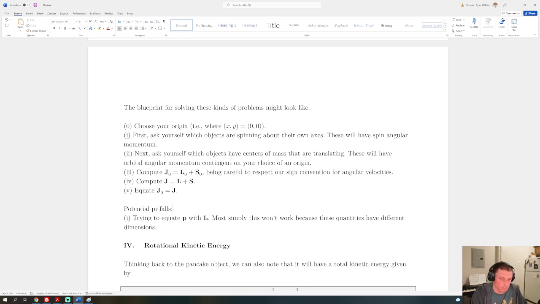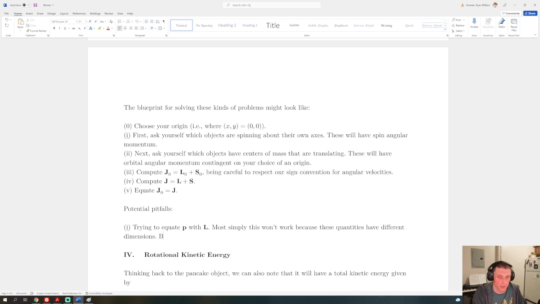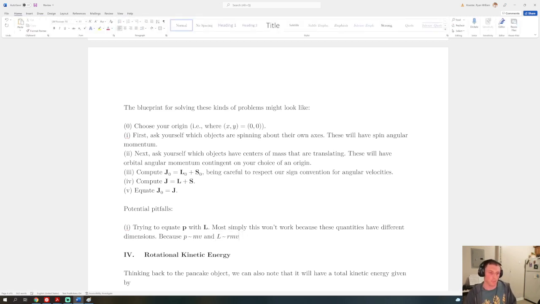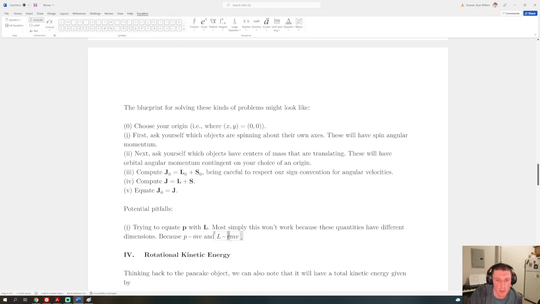Let me just say, P goes like MV and L goes like RMV. These obviously don't have the same dimensions, and we just can't equate them. We can't say P naught equals L final, even though they look similar. There's that factor of length in the orbital angular momentum that prevents us from doing this. So don't do this.